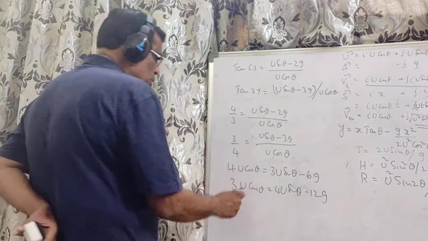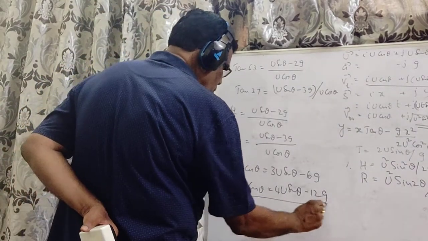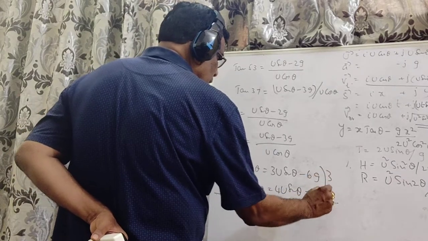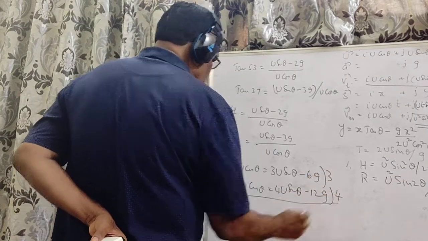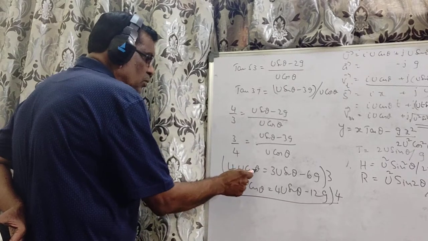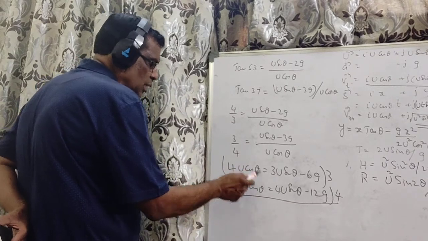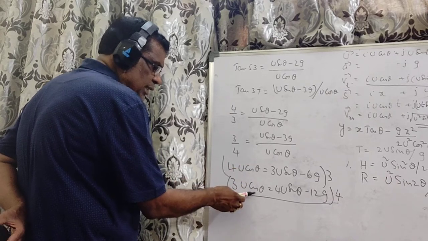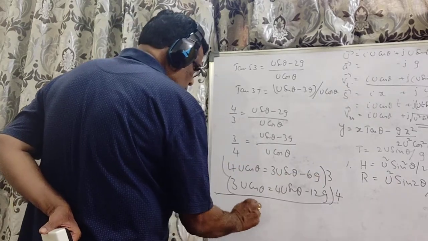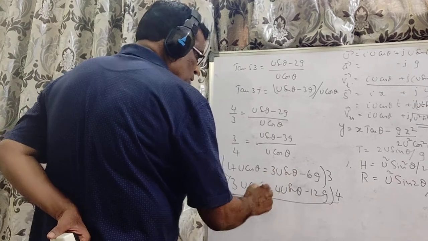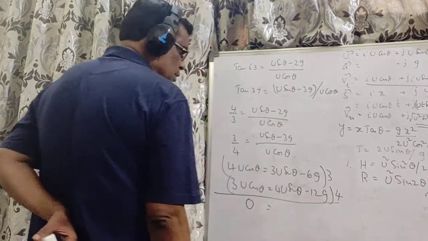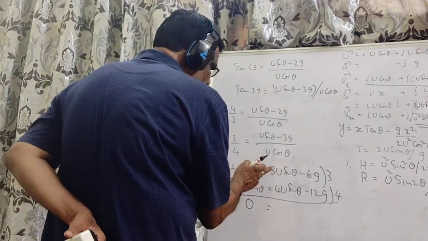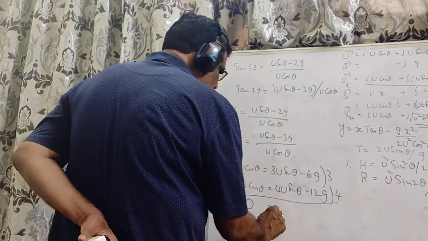Now the only thing is to eliminate one, and you will get the other. So I will multiply this with 3, this with 4, and then 12u cos theta, 12u cos theta. Subtract. Say this minus this. So this becomes 0 here. Is 9u sin theta, and this is 12u sin theta, right? So we put 9 minus 12.